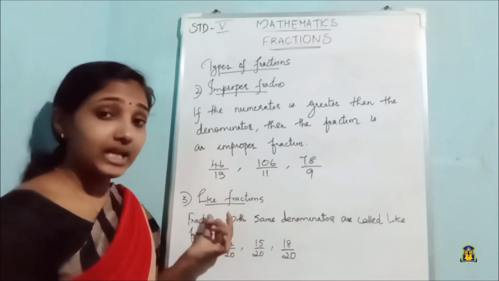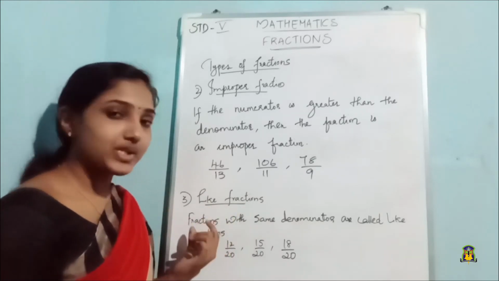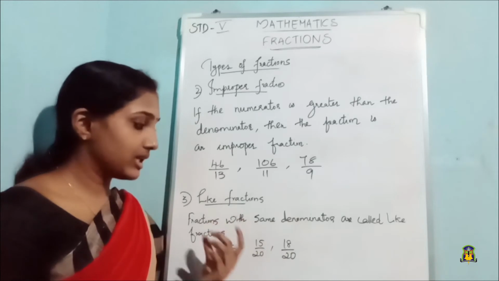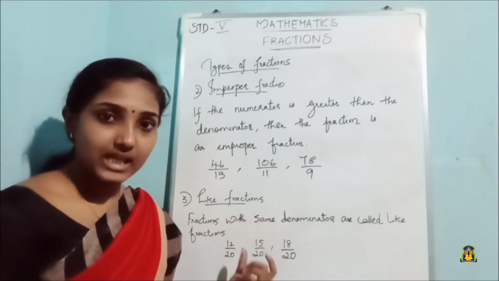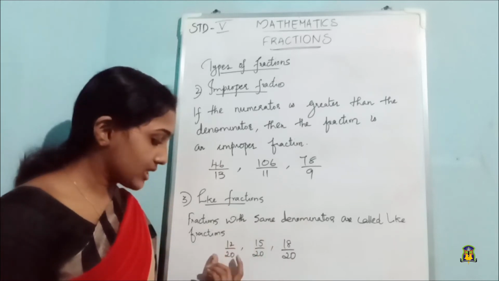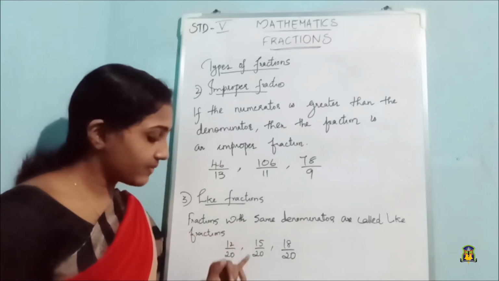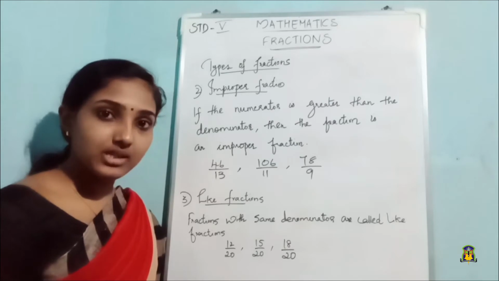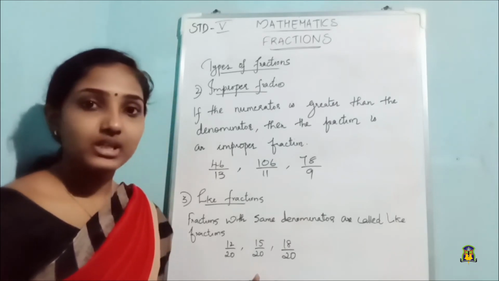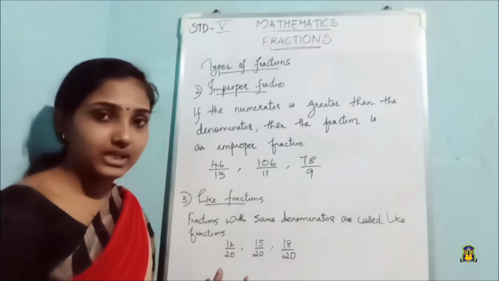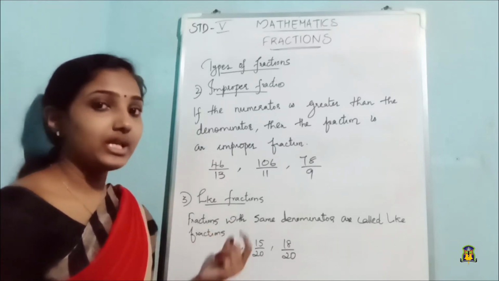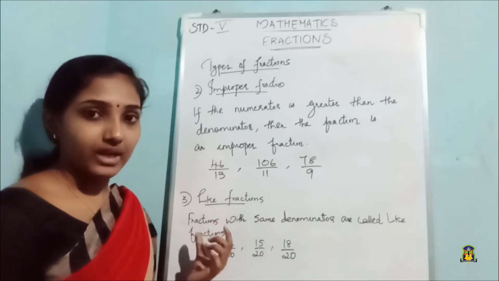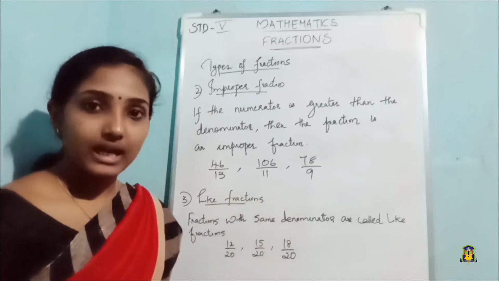Next is like fractions. Fractions with the same denominator are called like fractions. Here, look, it's 12/20, 15/20, 18/20. See the denominators of these 3 fractions: all of them have the denominator 20, the same denominator. So fractions with the same denominator are called like fractions.